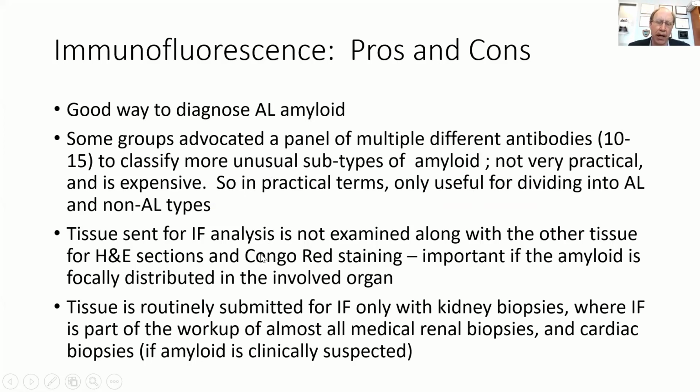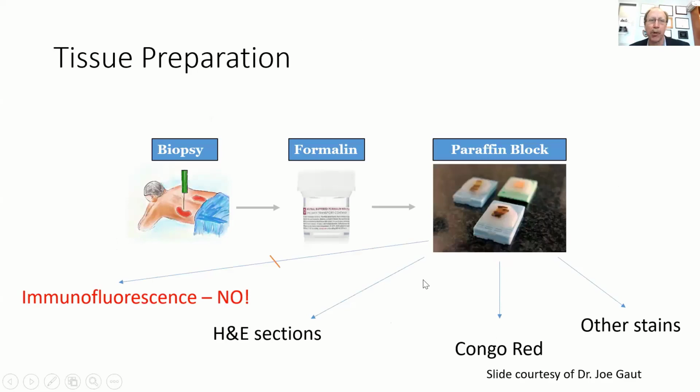And so, tissue has to be sent for IF analysis, and that doesn't get examined for H&E sections or the Congo red stains. So if it's focal in the organ, that could be missed, based on material that got sent for IF only. And we only routinely really get these for kidney biopsies, sometimes for heart biopsies if amyloid is suspected. So, it's just not available for most types.